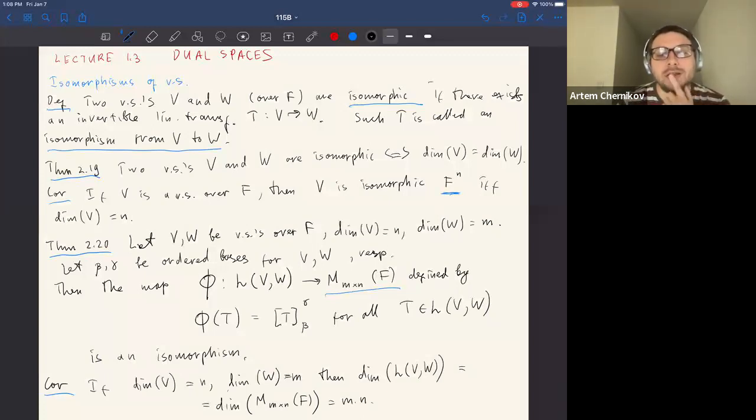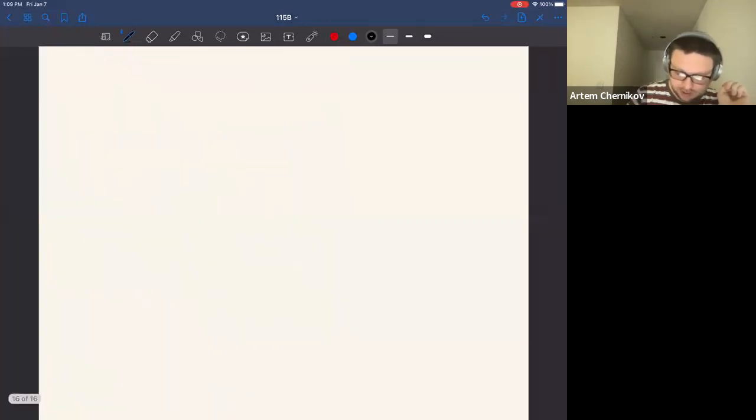Okay. So this allows us to calculate the dimension of this complicated looking space of all linear transformations, because it just reduces to the dimension of the space of matrices. And for matrices, we know the dimension very well. This is just M times N. Okay, so this is isomorphism, basic properties of isomorphisms, and this particular important isomorphism, the correspondence between linear transformations and matrices. Now we move on to dual spaces.